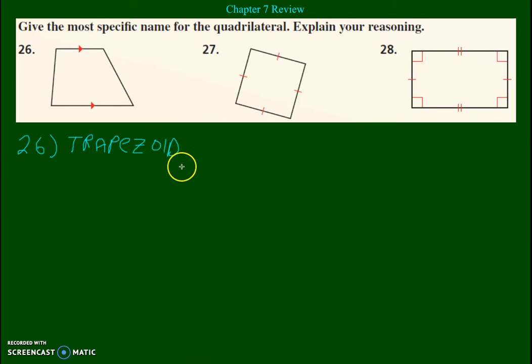Now for problem 27, here we have a quadrilateral with 4 congruent sides. They didn't tell us anything about these angles. They may look like right angles, but we don't know that from the picture. So that's all we can really say, is that it has 4 congruent sides, and that is a rhombus. A rhombus is a quadrilateral with 4 congruent sides, and that's the most specific thing we can give. So 27.